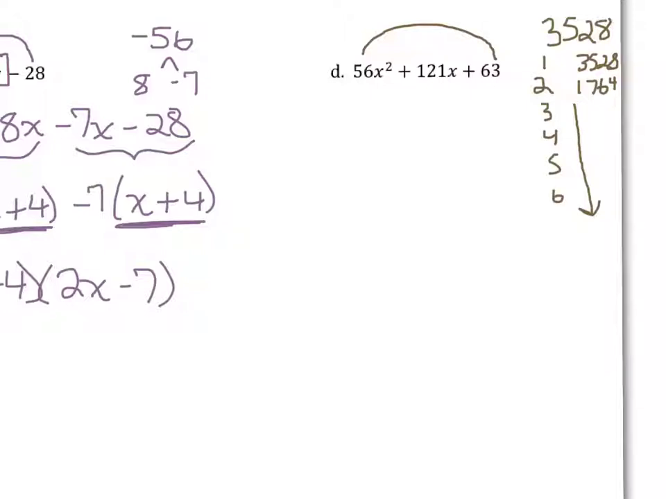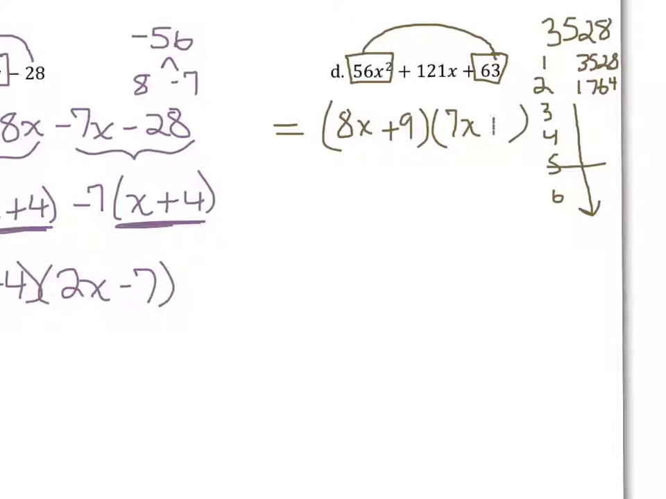I can already tell that 5 won't go evenly, but some of these other numbers might, and I might have a very, very long list that may take a very, very long time. And so what I'm going to do is I'm just going to look. I have a 56x squared here, and I have a 63 here. So I'm going to do trial and error. One way to get 56x squared is to do an 8x and a 7x. And one way to do 63 is to multiply 9 and 7. So I'm going to do plus 9 and plus 7.